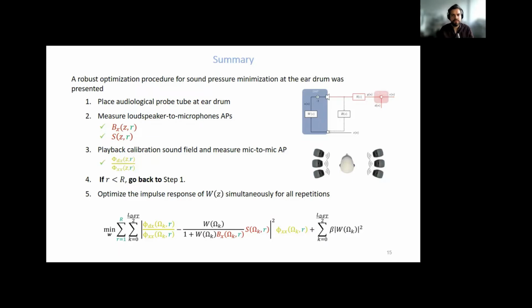We have found that 7 repetitions is a good starting point for that. Afterwards, the controller W is optimized for all measured acoustic paths simultaneously. Finally, the audiological probe tube can be removed and the ANC headphone is reinserted in the ear and turned on.